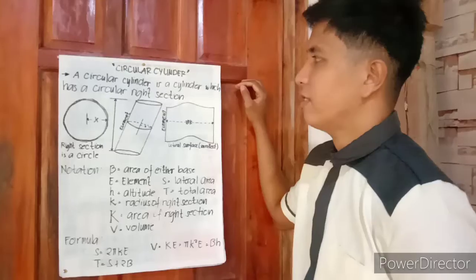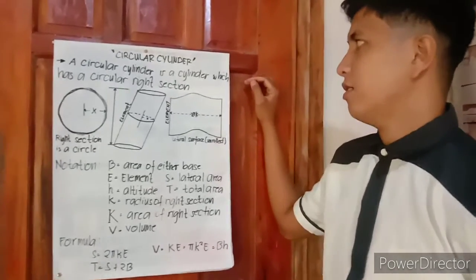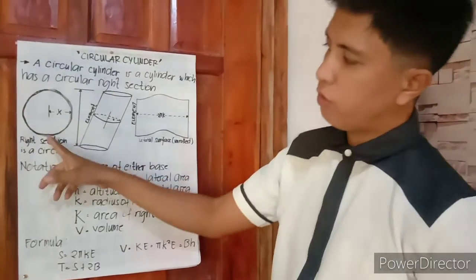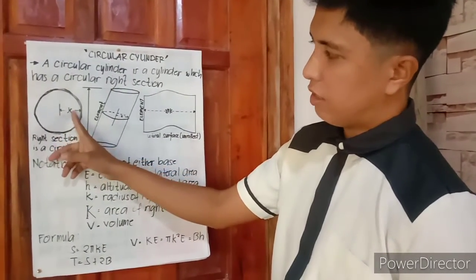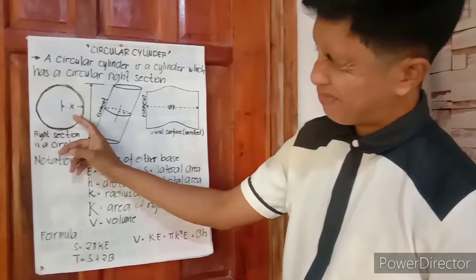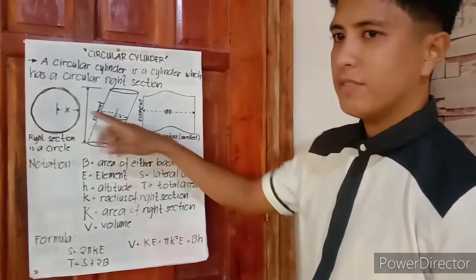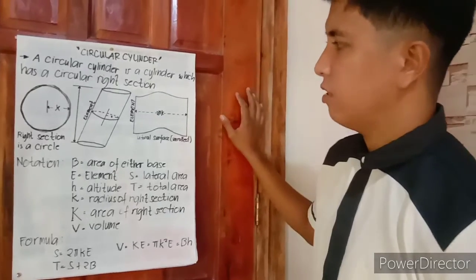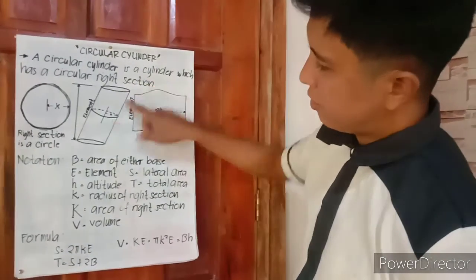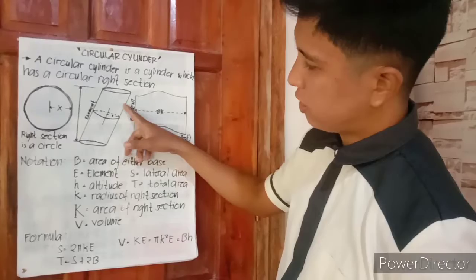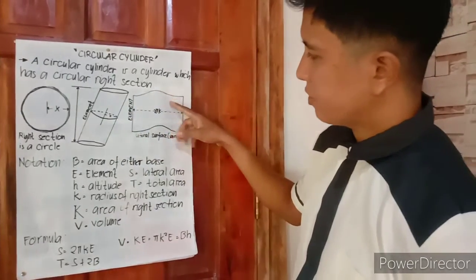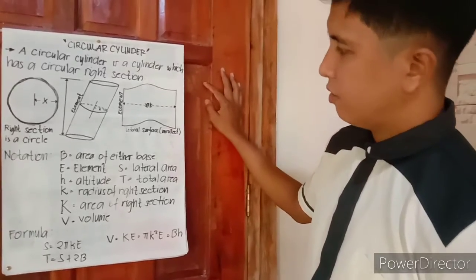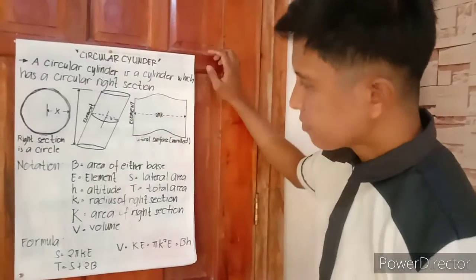So circular cylinder. A circular cylinder is a cylinder which has a circular right section. So in this drawing, this part is the right section. This line is a circle. So in this part, this is the right section. In this part, this is the lateral surface, or unrolled. So this is the element.